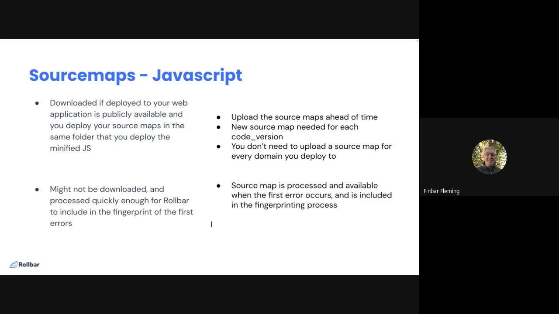The benefit, obviously, of uploading source maps ahead of time is that Rollbar will have processed the source map before the first error occurs, and it will be available so that we can include that in the fingerprinting process.